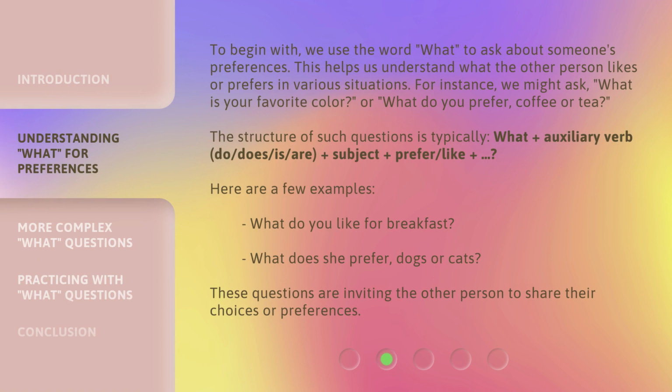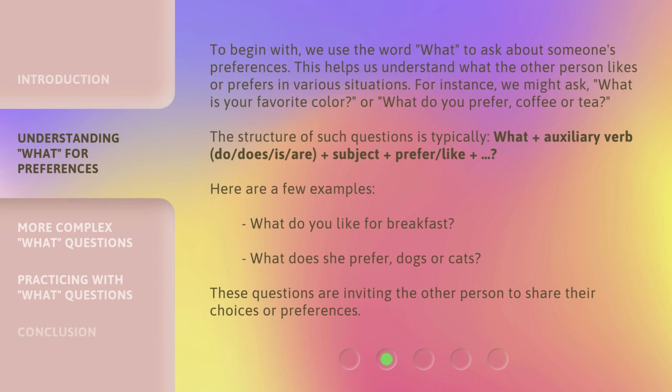To begin with, we use the word, what, to ask about someone's preferences. This helps us understand what the other person likes or prefers in various situations. For instance, we might ask, what is your favorite color? Or, what do you prefer, coffee or tea?